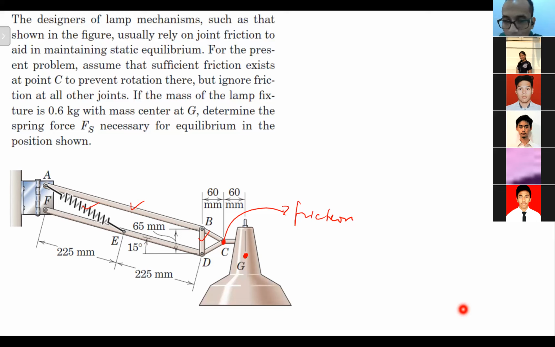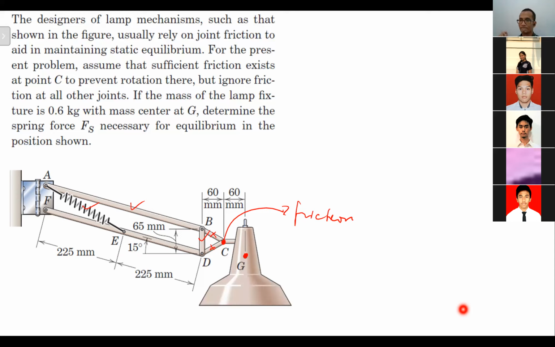Do you understand it first? Sorry, sir, my connection is too bad. Okay, so basically C is joined with friction, so it will give a moment there. If moment happens at one particular end, that member will not be a two-force member anymore. So BC and CD are not two-force members. Okay, you get it?